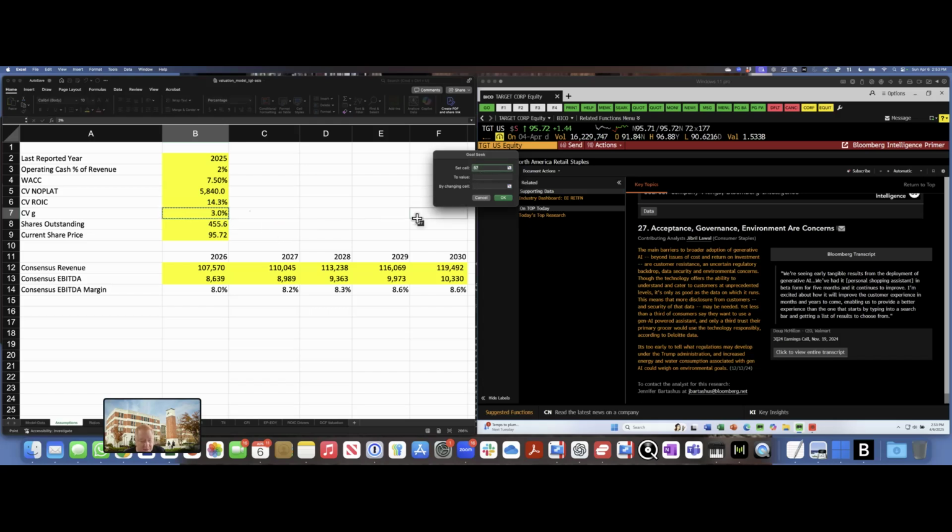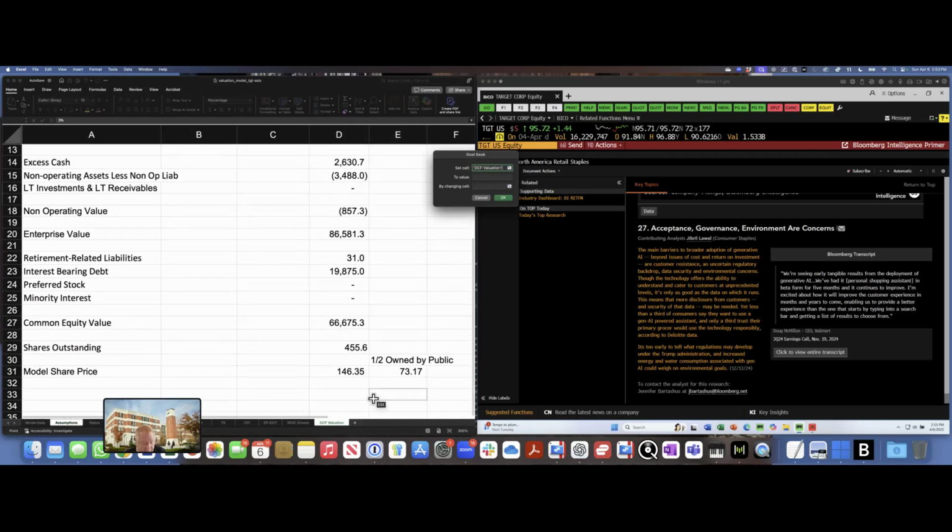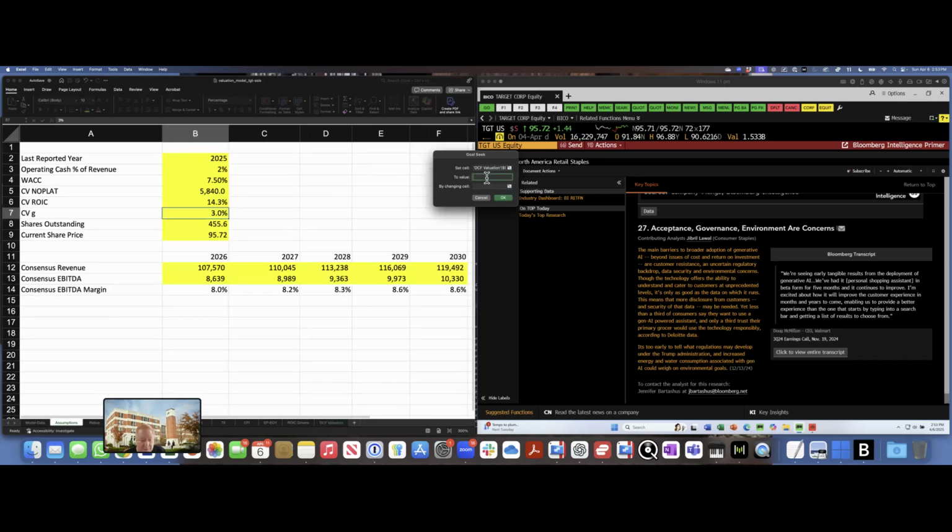So I'm going to set cell the share price down here. Forgot to, this is the older file. Set that to 95.72 by changing the G.